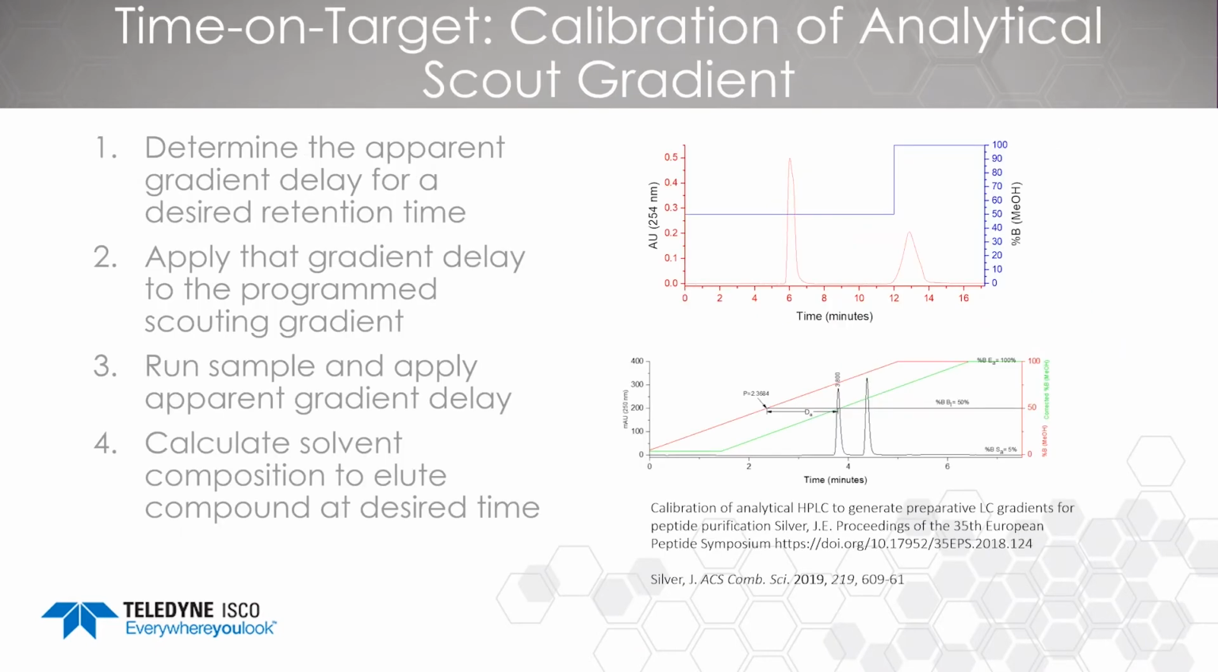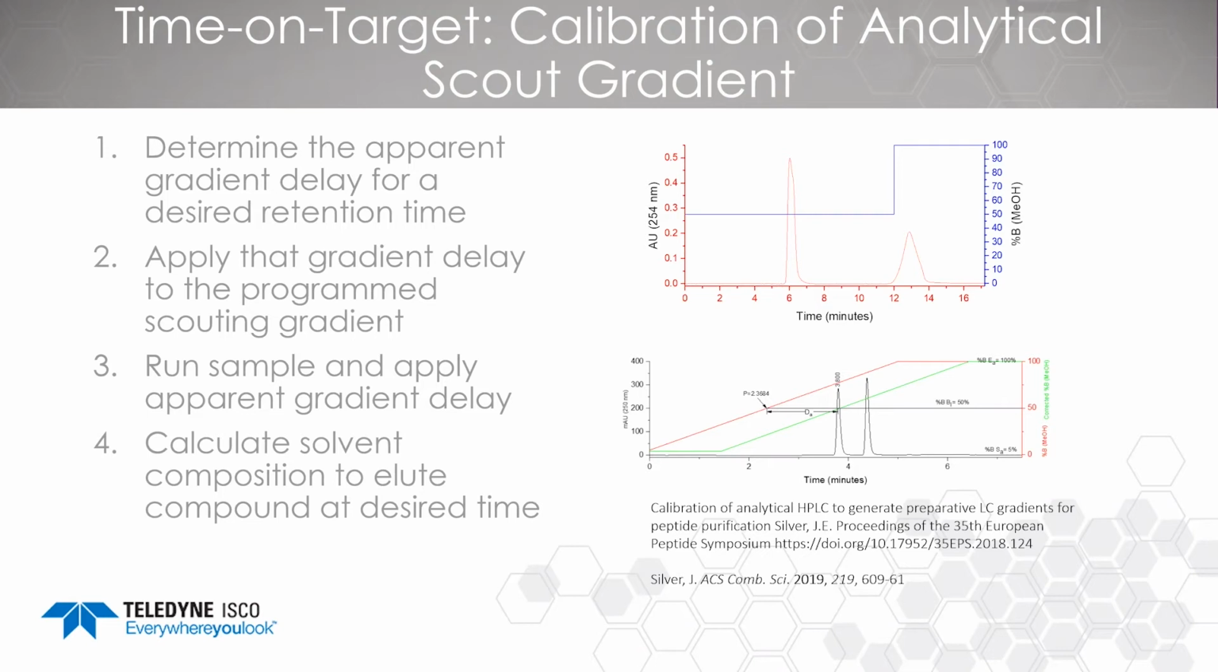The time on target algorithm is used to calculate gradient methods on the AccuPrep SFC. It acts like an experienced chromatographer. The algorithm creates a gradient method where the compound is expected to elute at the center of the gradient curve, so there is much better chance of a successful calculated gradient that can be used with no further changes, which saves time and sample.